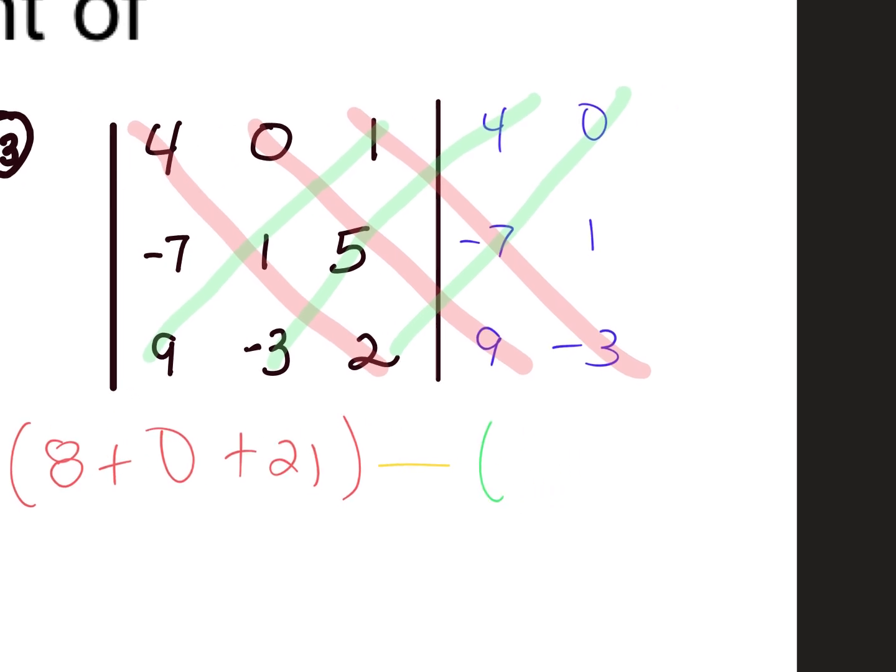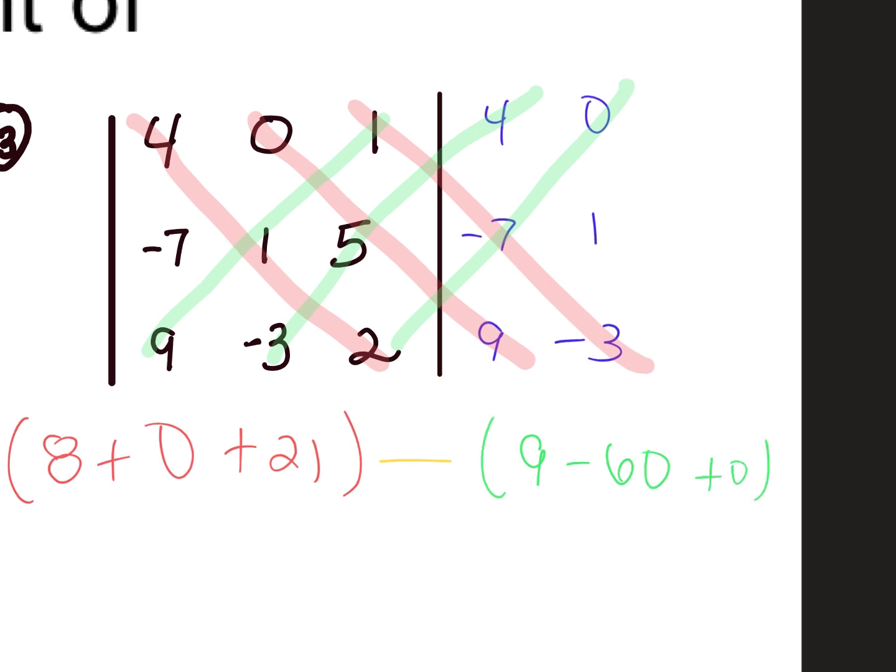So I have 9 times 1 times 1. 9. Negative 3 times 5 times 4. You can do this either way. What would be easiest to do? 5 times 4? 20? Times negative 3? Negative 60. Good. And then 2 times negative 7 times 0. Yep. And now we simplify.